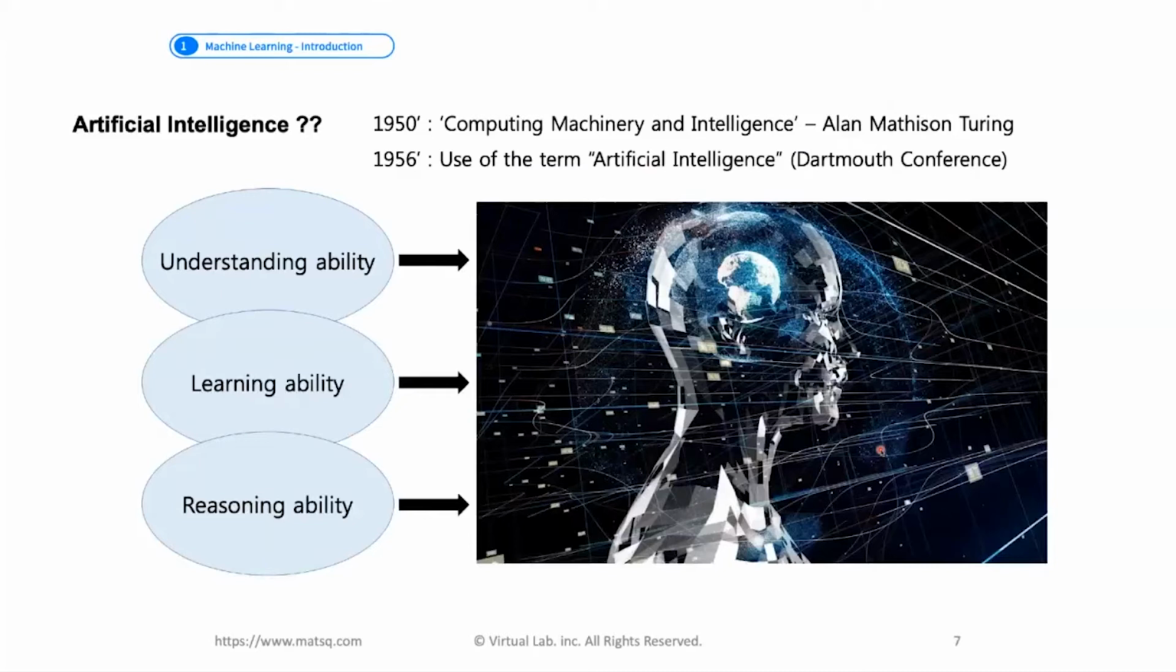When and where did the term artificial intelligence begin to be used? In the 1950s, the concept of artificial intelligence was mentioned in "Computing Machinery and Intelligence" by Alan Turing. And in 1956, the term artificial intelligence was used at the Dartmouth conference. So what is AI? It is quite difficult to explain because it is very complex, but basically it is a technology that enables a machine to understand, learn, and reason. This is the concept of artificial intelligence.